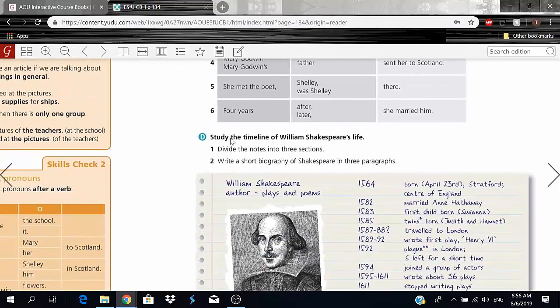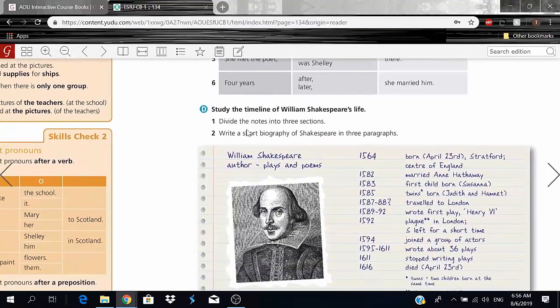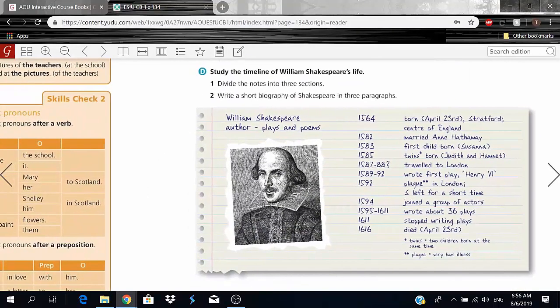I don't think I can write this. Well, that's unfortunate. So here we have notes about William Shakespeare. Okay? And we're gonna have to write a short biography about Shakespeare in 3 paragraphs. So he wants us to divide the notes into 3 different sections. Okay? So what I want from you is to divide these notes into 3 different sections. Kind of his early life, for example, when was he born, anything if he moved places and such.